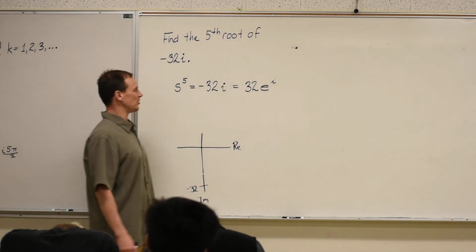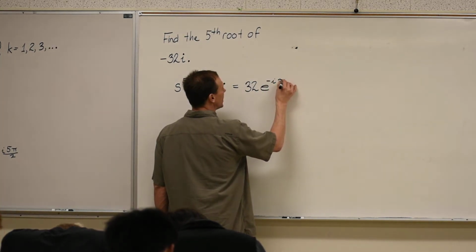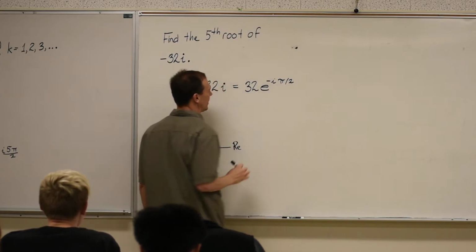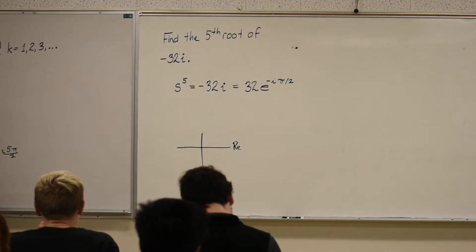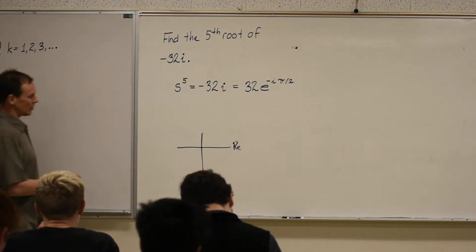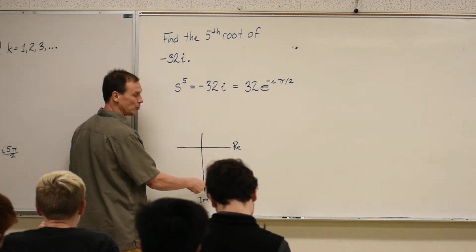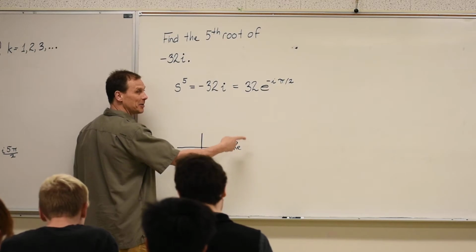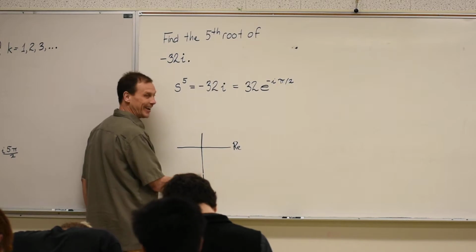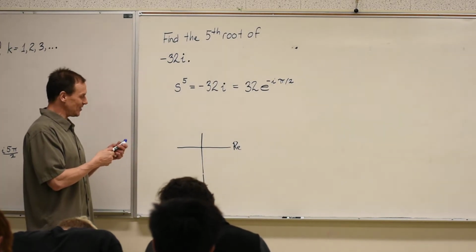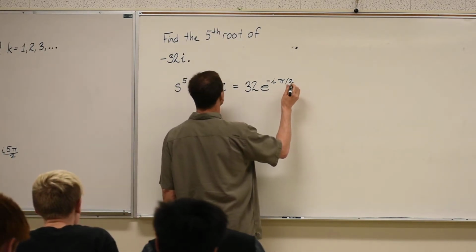Let's try that. It looks a little small. So I'm going to write it as e raised to the minus i pi over 2. Now here's where you have to remember. It goes around and around. So I can get here by adding what? 2 pi. And I can add 2 pi and I'd be right back there again. And it goes on forever. You can just keep adding 2 pi over and over, and you'll still be at minus 32i.